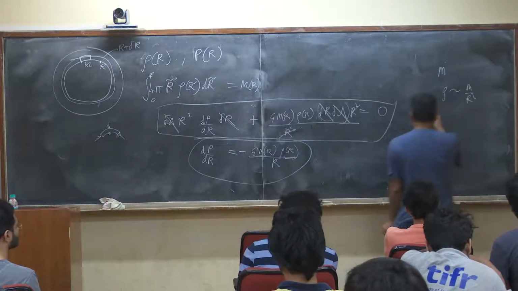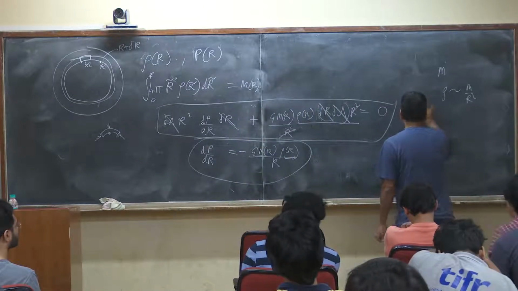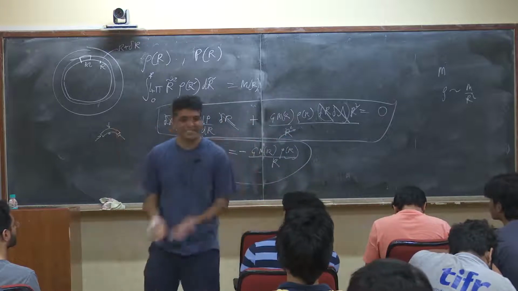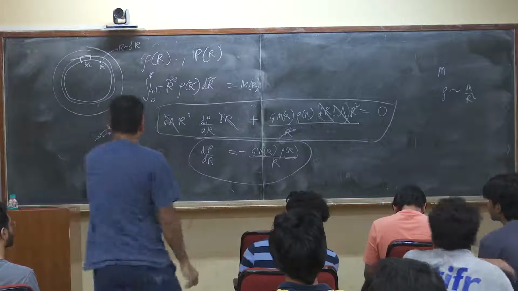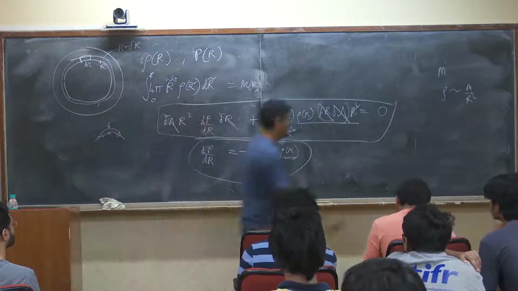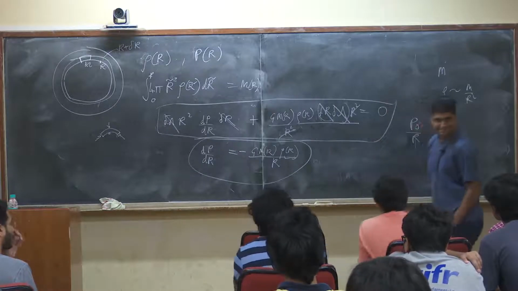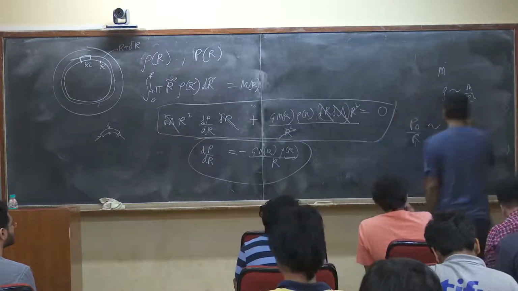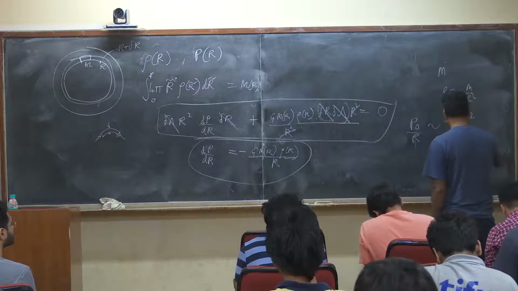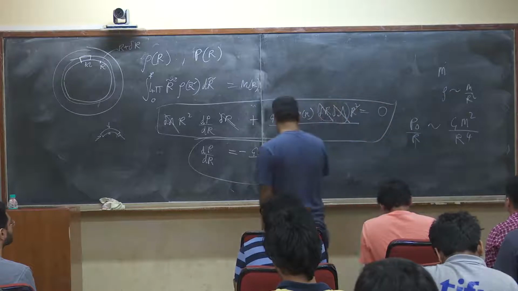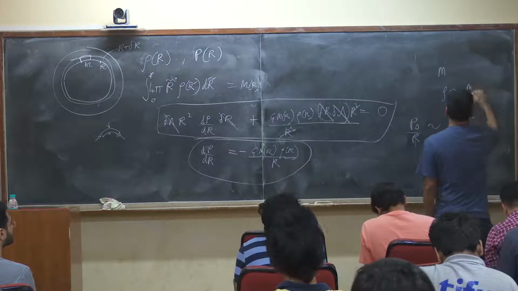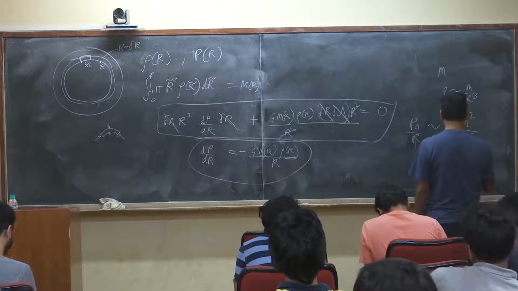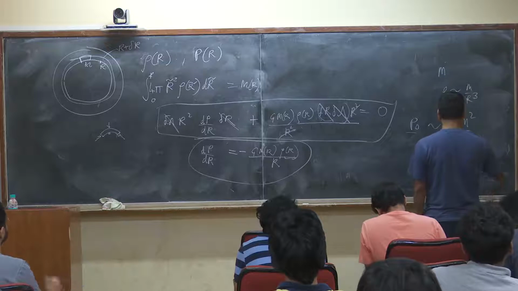And this we'll also estimate: let p naught be some rough measure of the typical pressure inside the star. We'll estimate dp by dr by p naught by r. So we get p naught divided by r is of order of magnitude G m squared by r to the 5. So p naught over r is of order G m squared by r to the 5.